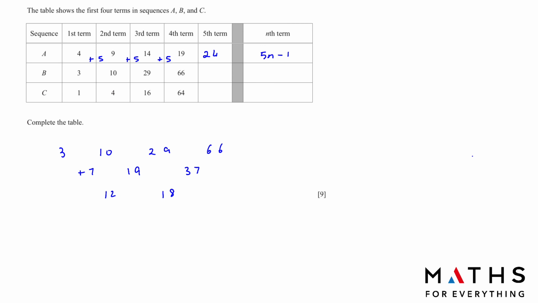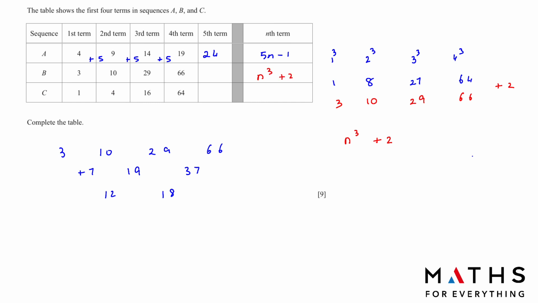Let's write down the cubic sequence. It is 1 cube, 2 cube, 3 cube, 4 cube. So you will get 1, 8, 27, 64. Now look at the sequence that we have. We have 3, 10, 29, 66. Every time you are adding 2. So the answer is n cube plus 2.